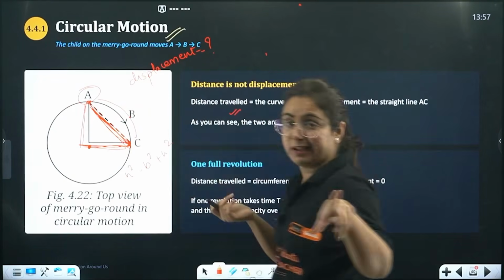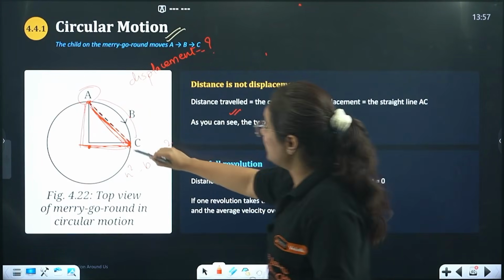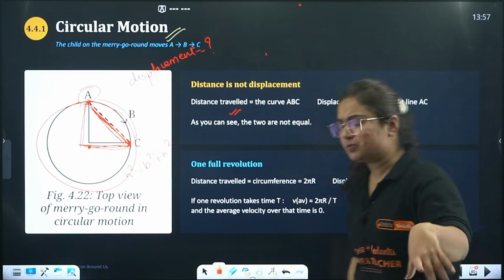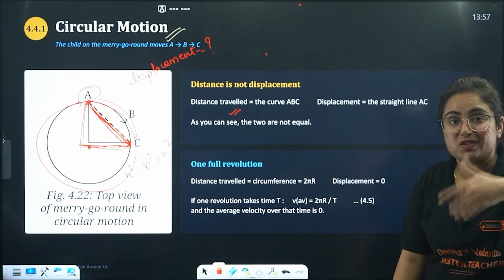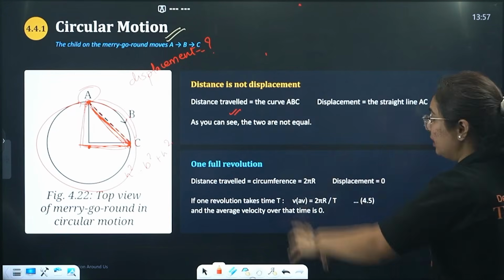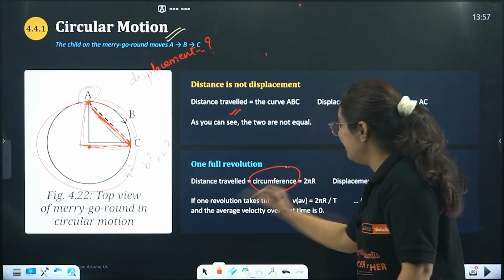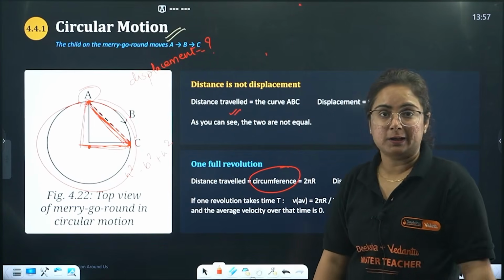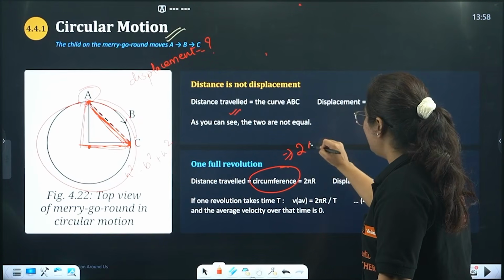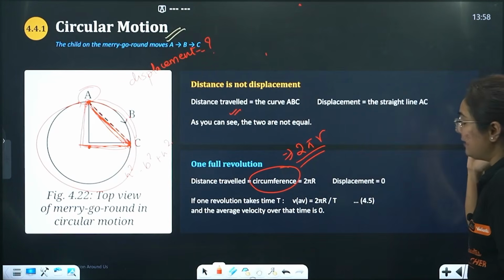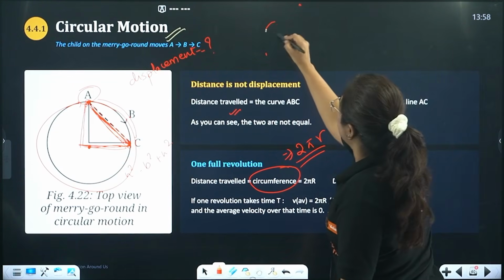The second thing, beta: if a person starts from the point A and again moves to the point A, the displacement here will become 0, but the distance will not, because the person has covered the distance. And how will you find the distance? Obviously by the circumference of a circle. And what is that? That is 2 pi r. You know the value of pi, right? 22 upon 7.